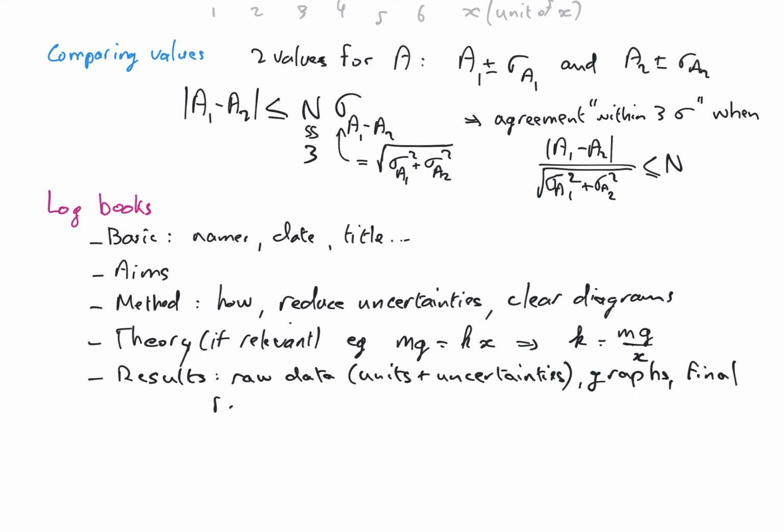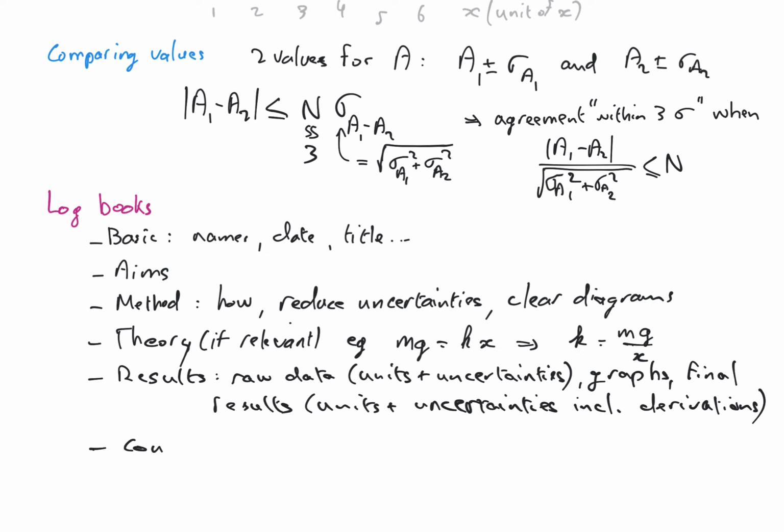There are some videos and some notes in WATL to help you with that. And finally, you need some conclusions and eventually comments. Did you manage to answer the initial question which was asked? Did you manage to find a value for the Hooke's law constant? Does it make sense? How does it agree with what you expected? If you did two measurements, do they agree with each other? If you did a measurement, does it agree with other measurements done by other people, or does it agree with the theory, for instance? And for that, of course, you need to use the three sigma criterion we just introduced before.